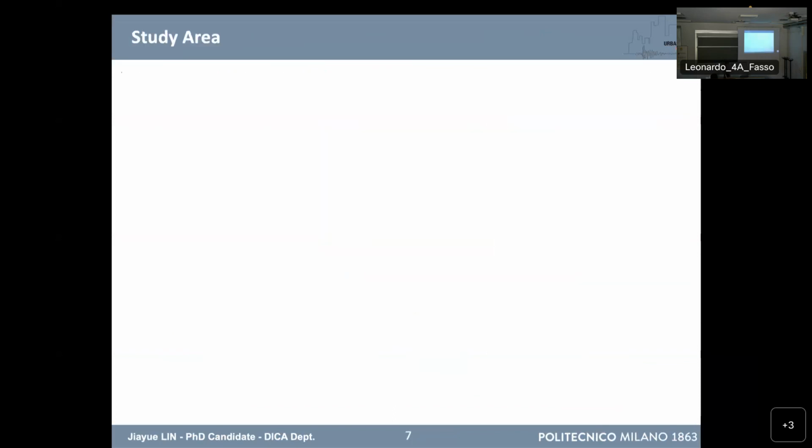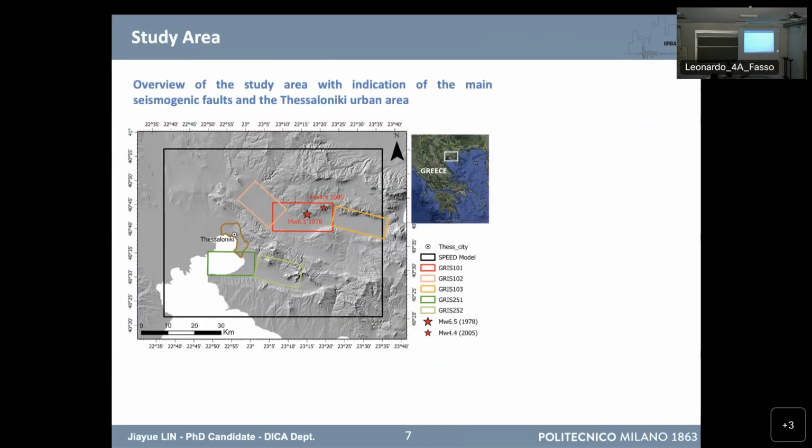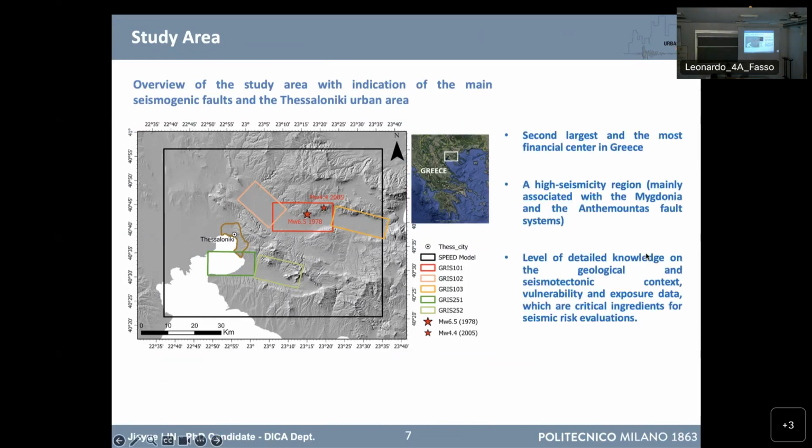And I would like to introduce the study area a little bit, and why I chose the Thessaloniki area. So this is the overview of the study area with indication of the faults and Thessaloniki. Thessaloniki is the second largest city in Greece, and it's the most important economic center in Greece. Also, the port in Thessaloniki is one of the busiest ports in Europe, so it's quite an important area. Secondly, as you can see from this figure, it is located in a very high seismicity region, mainly associated with two different fault systems, the Atamatas fault system and also the Macedonia fault system.